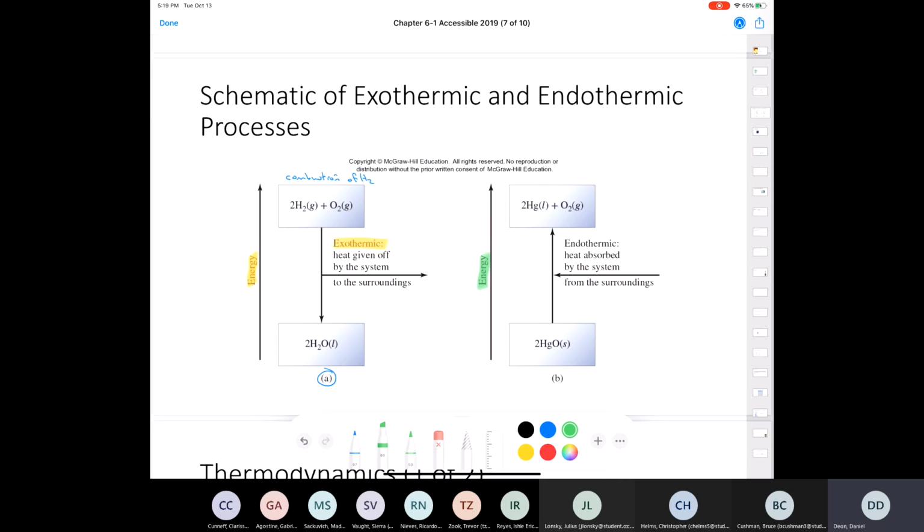Over here, you can see the opposite. You see an endothermic process, where we take that mercury(II) oxide, or mercuric oxide. In order for it to be converted into liquid mercury and oxygen, it has to absorb heat from the surroundings. And this is what we call an endothermic reaction. Okay? And so you need to understand an exothermic reaction. And when we look at an endothermic reaction, the products are actually higher in energy than the starting material. Okay, so exothermic and endothermic processes.